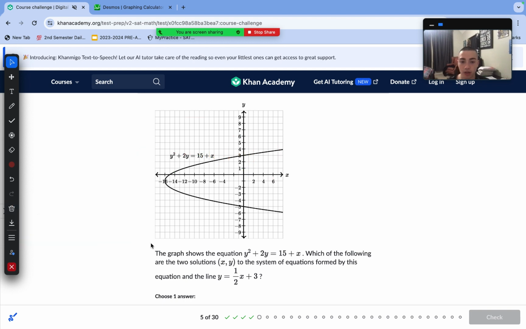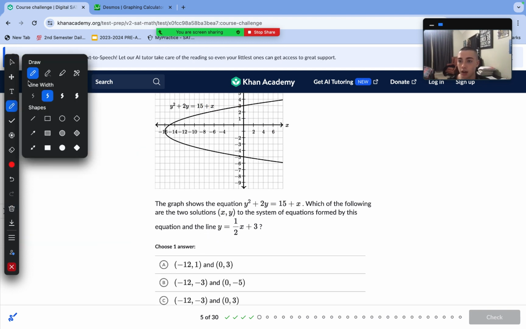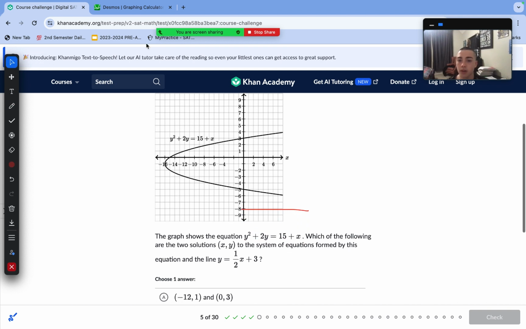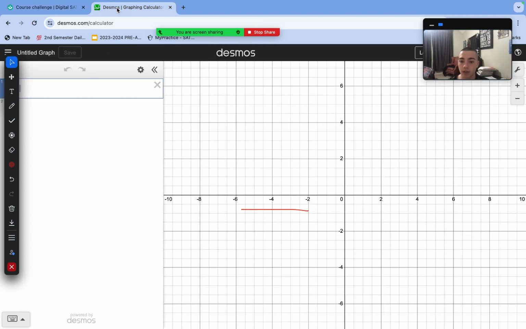Okay, we have this graph right here, an equation of this quadratic. Which of the following are two solutions to the systems of equations formed by this equation and the line y equals 1/2 x plus 3? You could just graph it on this plane, but to be more precise, I would graph this quadratic in Desmos and graph the linear equation in Desmos as well.